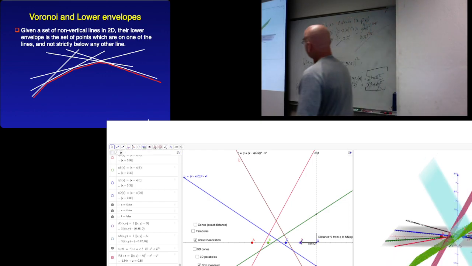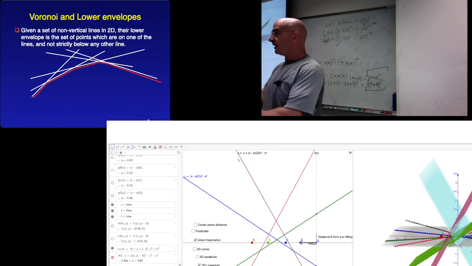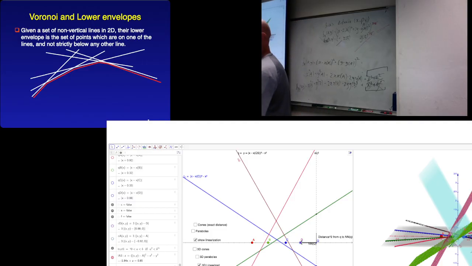They don't have to look that nice. Of course, in general, here I used the same points where y was 0 for all of them, but in general, what are you getting? You're getting the lower envelope of a set of planes. And that has a lot of nice properties.